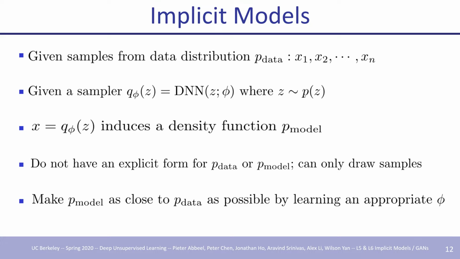You have to be a little careful with the notation here, because of P data and P Z. It's still the same letter P, but the subscript Z means they're completely different distributions. We don't want them to be the same, but right now they start out as different distributions.